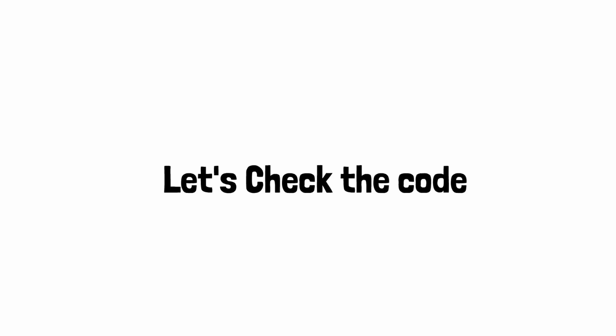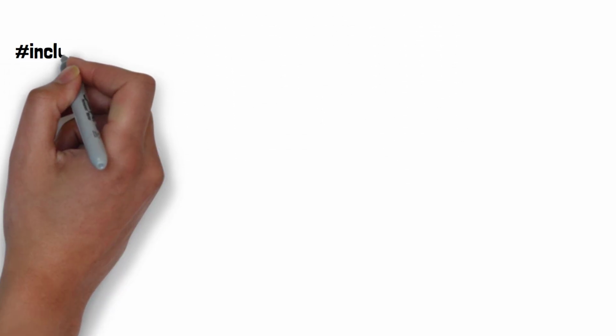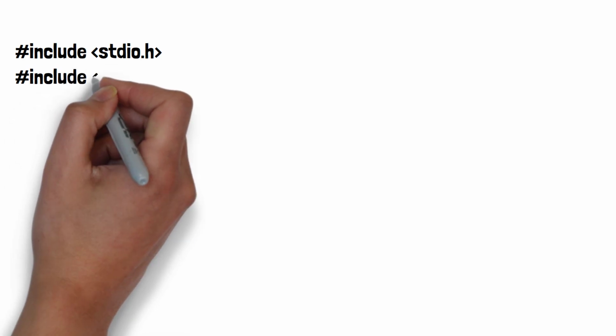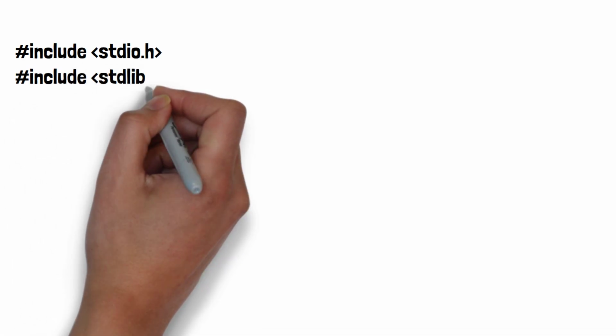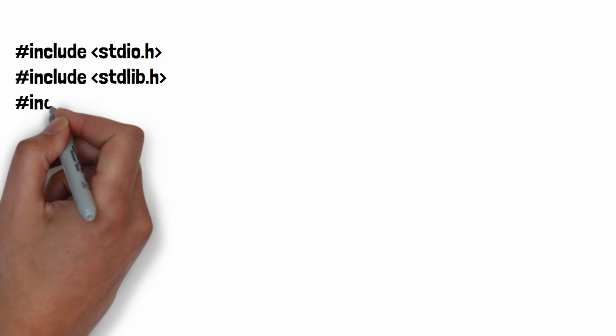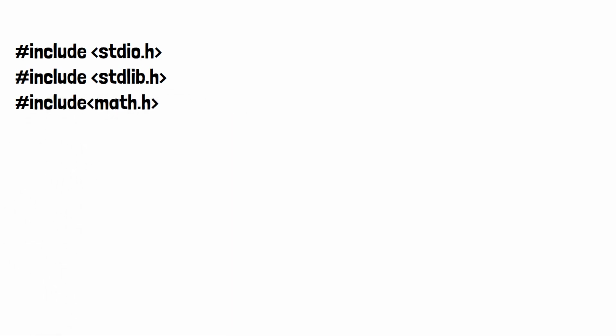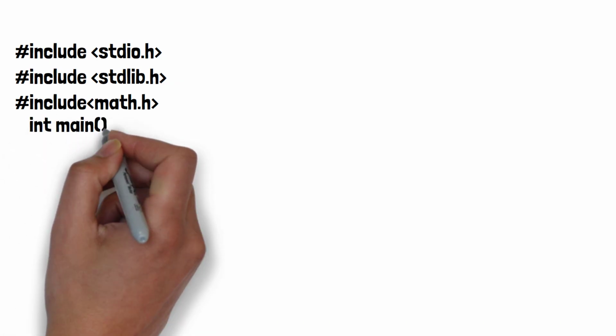First, we include the necessary header files. So here we have included stdio.h, stdlib.h, and math.h. stdio.h we are using for standard input output operations. stdlib.h we are using since we have used an exit function, we need to use this. And math.h, since we need to calculate the square root, so we need to use the math.h header. Okay, first the program starts with int main.